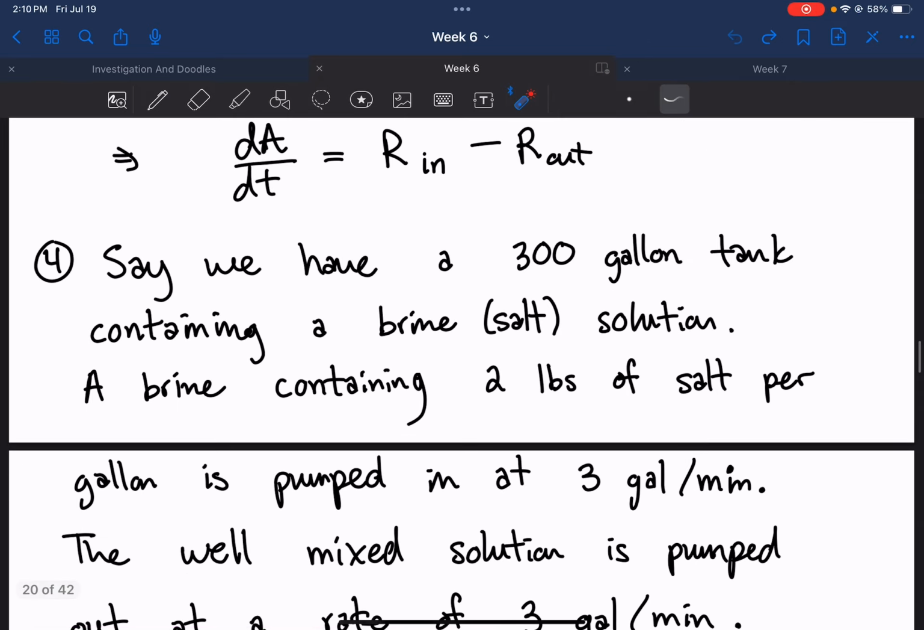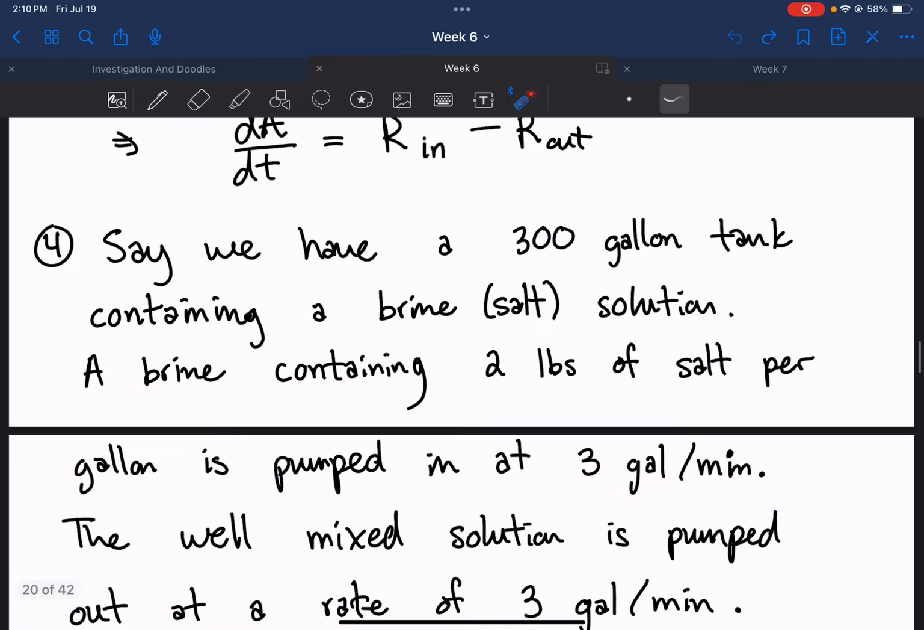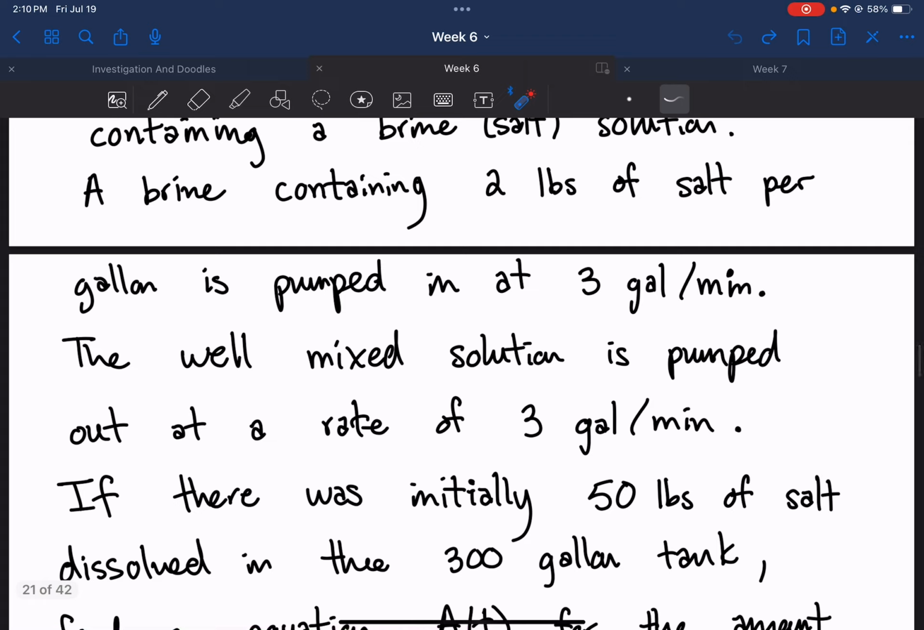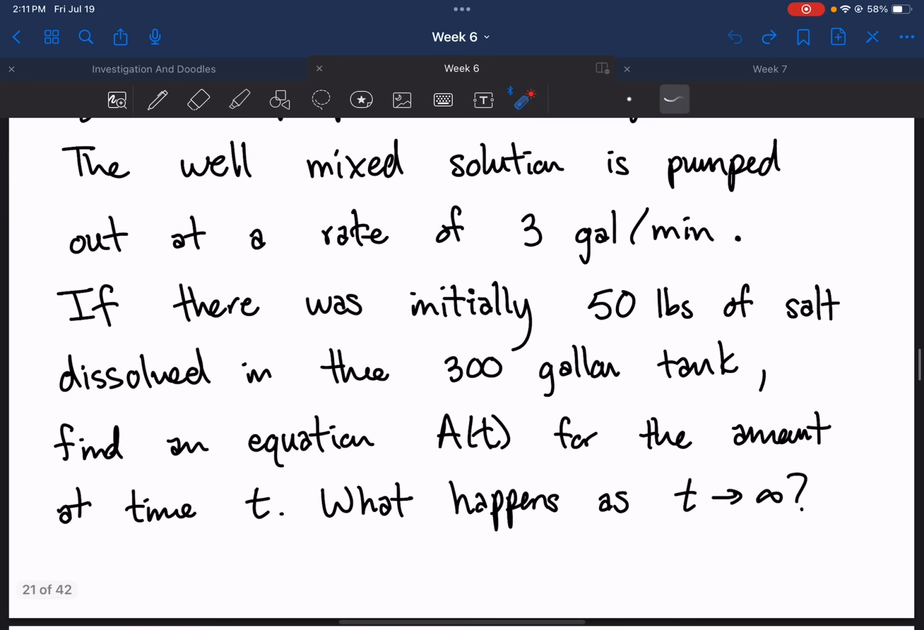Now here's an example. Say we have a 300-gallon tank containing a salt solution, right? And we're going to pump in a brine containing 2 pounds of salt per gallon at 3 gallons per minute. The well mixed solution inside the tank is pumped out at the same rate, 3 gallons per minute. If there was initially 50 pounds of salt dissolved in the 300-gallon tank, find the equation A(t) for the amount at time t. What happens as t goes to infinity?